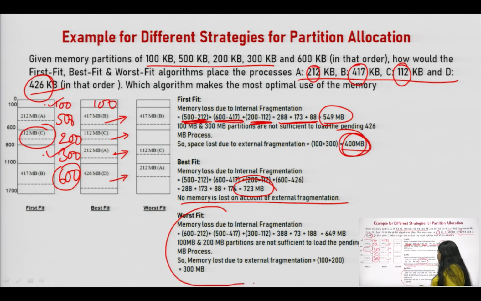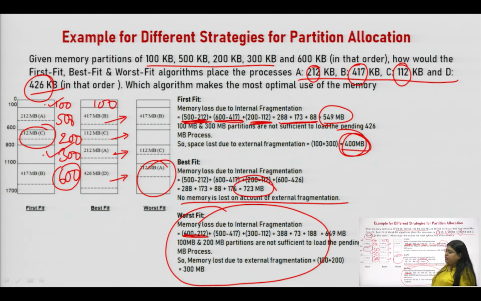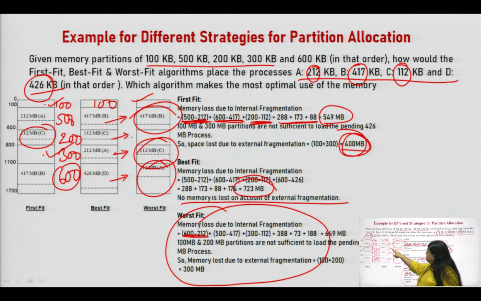Similarly, in the worst fit, we just do the reverse: we search for the biggest block. The first process coming in is 212, and 600 was the biggest block, so it has gone into the 600 KB block. The second process, 417, goes into the next biggest, the 500 KB block. C, 112, goes into the next biggest block, the 300 KB block. Now, this 100 KB and 200 KB is free, but it cannot be used for any allocation.